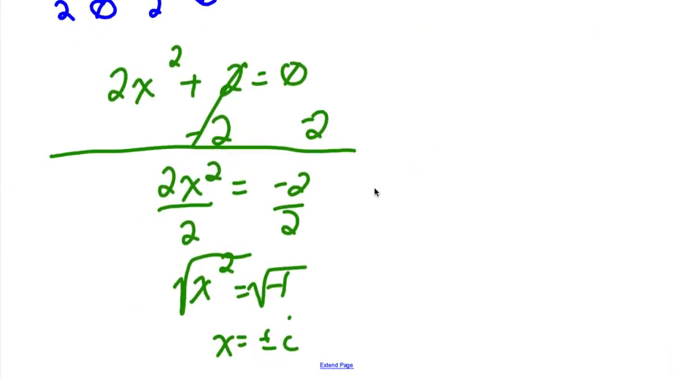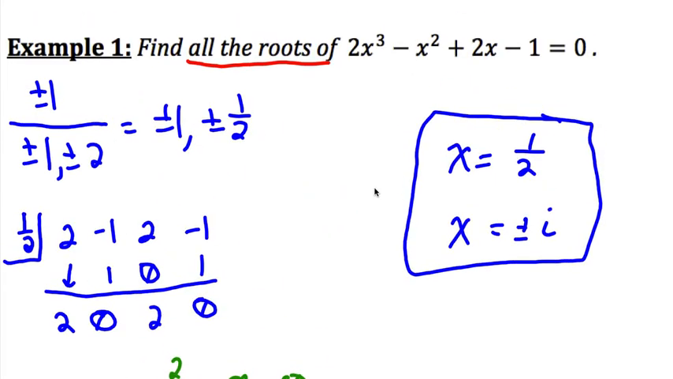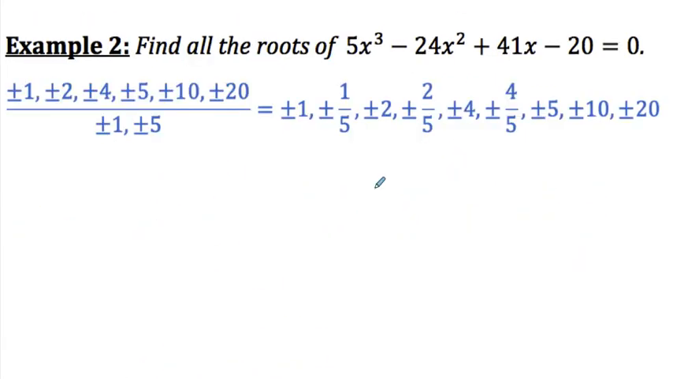Okay, so x squared equals negative 1. Take the square root of both sides. Anytime you do the square root, you need your plus or minus. And the square root of negative 1 is i. So you get plus or minus i. All right, so now we found all the roots for that one.